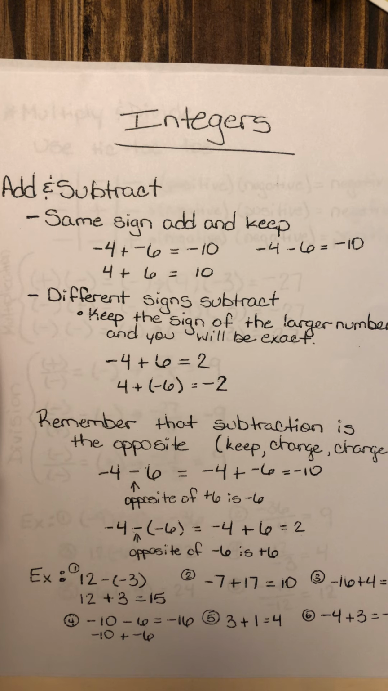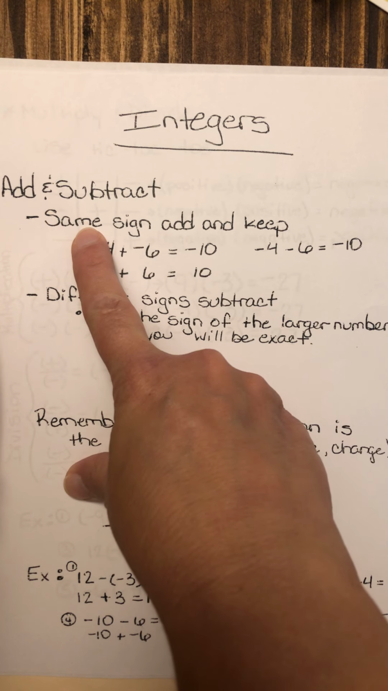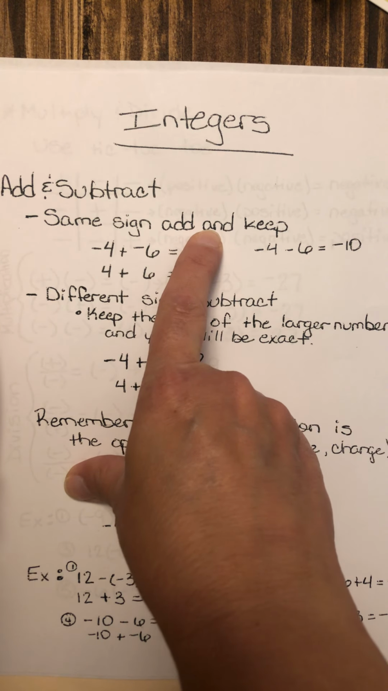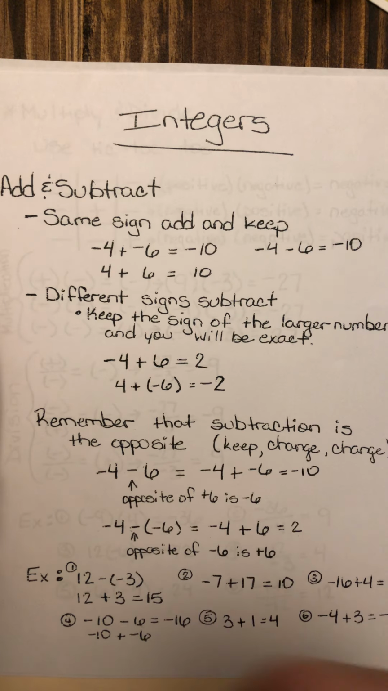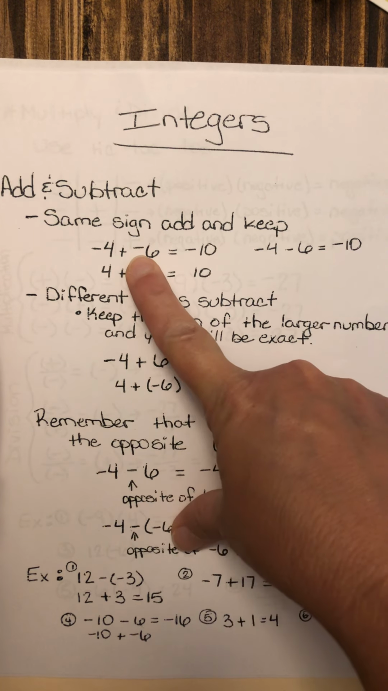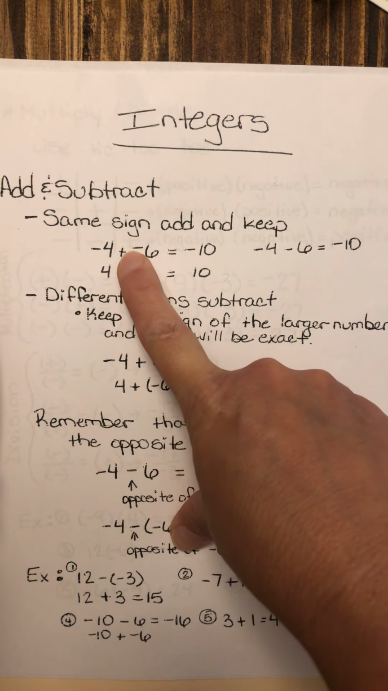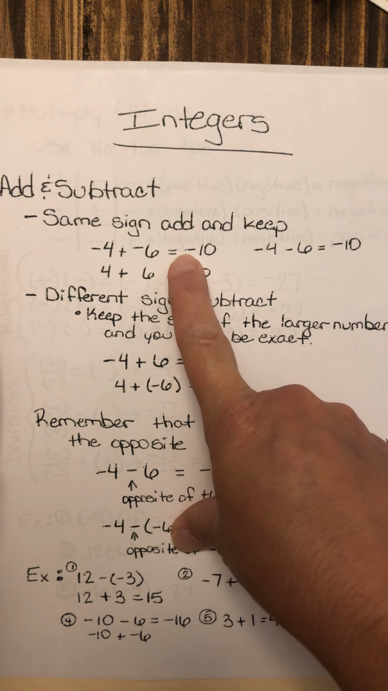Real quick, I want to go over our rules for integers. For adding and subtracting, you can remember the song I taught y'all in class. Same signs, you add and keep. Whether it's negatives or positives, they're the same. You just add the number and keep the sign. So here I have -4 plus -6, same signs. I add 4 plus 6, which is 10, and I keep the negative.